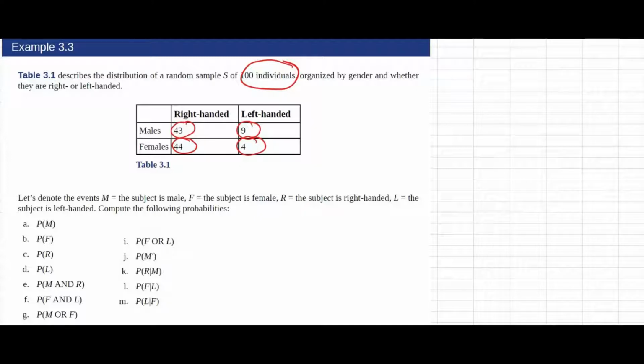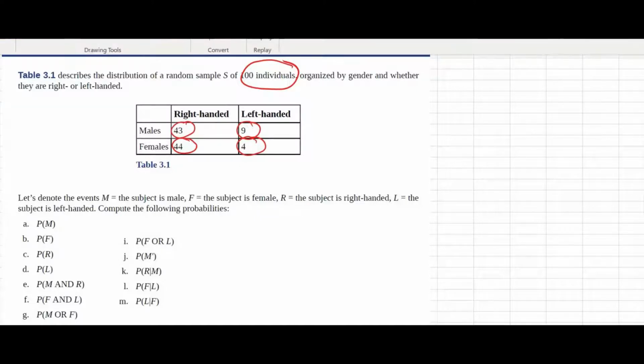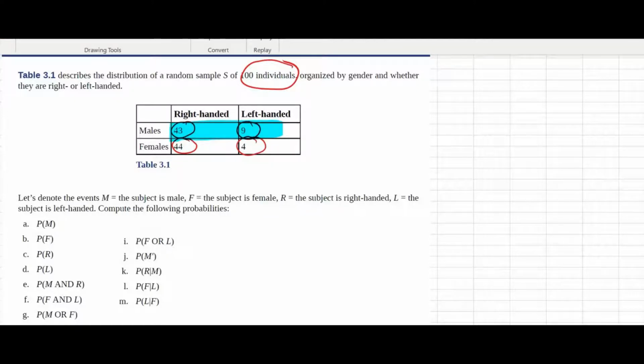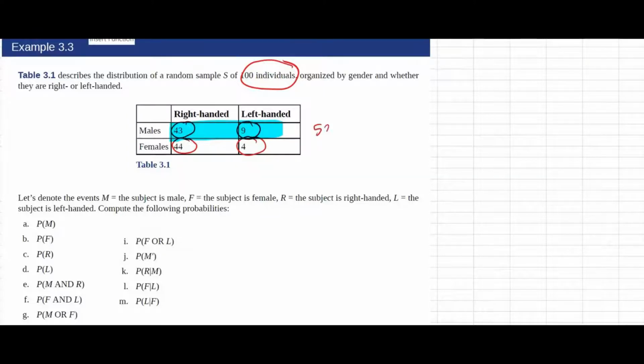Now that we organized our individuals into categories like that, the first thing I like to do is to find the individuals in each category by itself. So first I will find the individuals in the category of males. How many males in total do we have in this survey? I'm going to add 43 plus 9. I will get 52. And then I will find how many females we have in this survey. That is 44 plus 4, which is 48. Now, this should add up to 100 because that is the total number of males and females in this study.